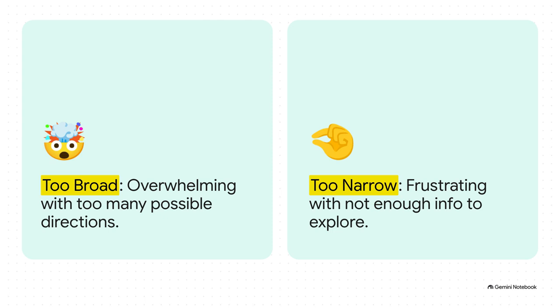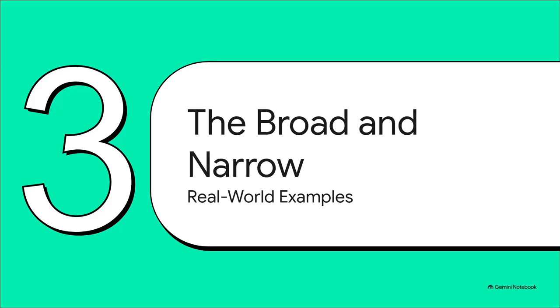But then, on the other extreme, you have topics that are too narrow. This is when you zoom in so tightly on one tiny detail that there just isn't any information out there to find. A topic that narrow leaves you completely frustrated, with nothing left to say after writing maybe one paragraph. So our goal is to find that just right middle ground, where your research is manageable but still packed with rich detail. Let's see what this looks like in practice in Section 3, the broad and narrow.